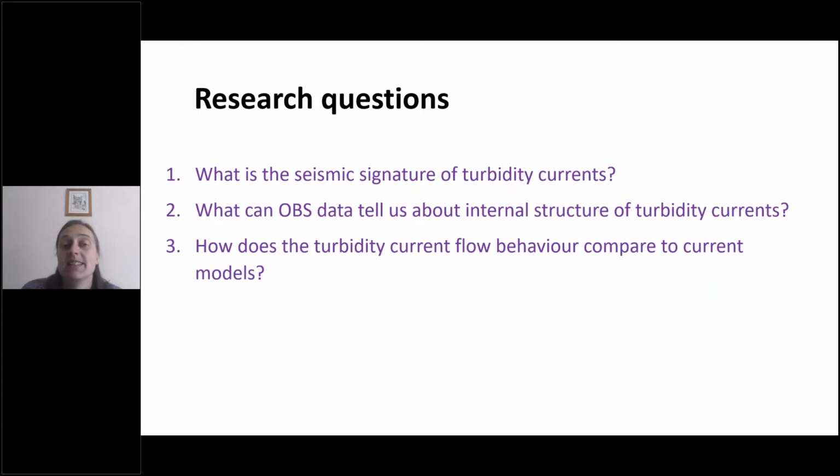And if we can, what is the seismic signature of these flows? And then going into a little bit more detail, we wanted to know what the OBS data could tell us about the internal structure of turbidity currents. And finally, how does the turbidity current flow behaviour in the Congo Canyon compare to current models of how turbidity currents behave?